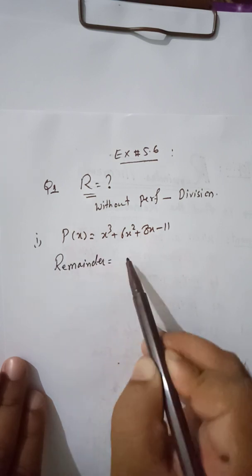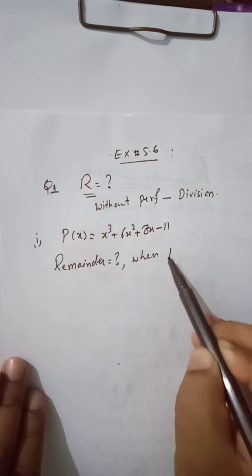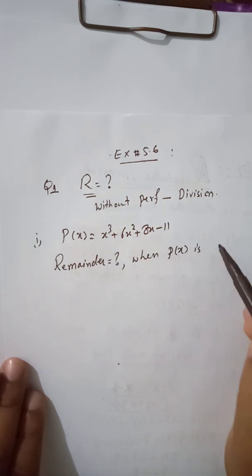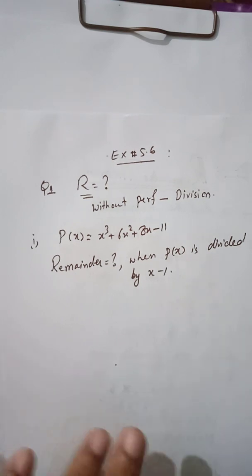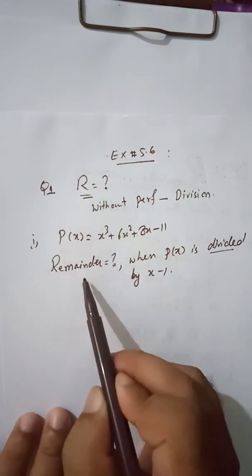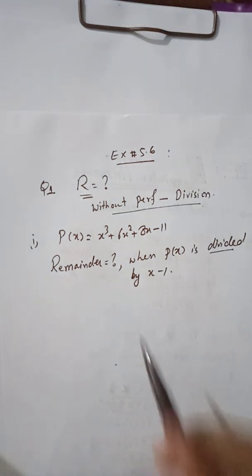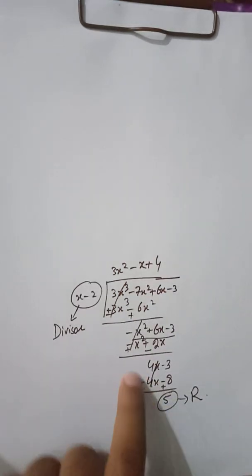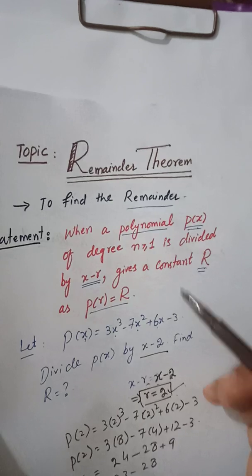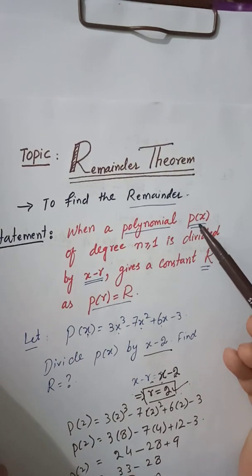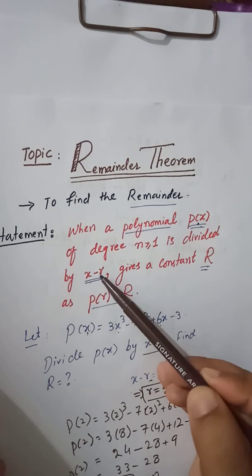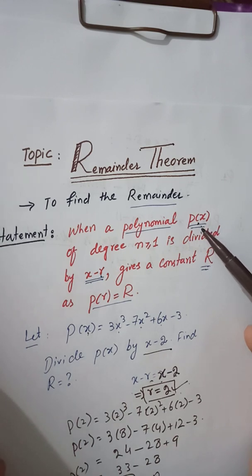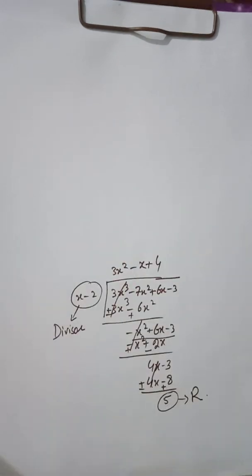This is your requirement when this p of x is divided by x minus 1. But remember, you need to find this remainder without division. You don't need to use the long division procedure. You need to use the remainder theorem. The remainder theorem says that when a polynomial is divided by x minus r, the remainder is calculated by replacing x with r in the given polynomial and evaluating that expression.